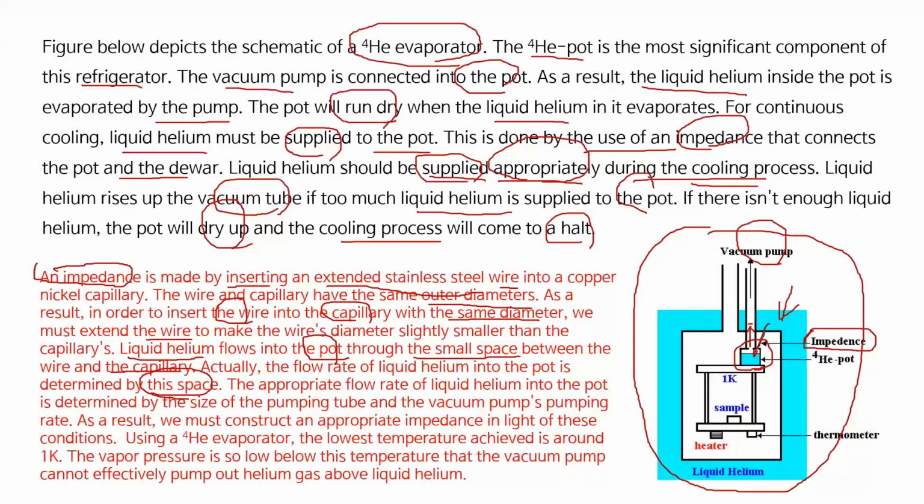The appropriate flow rate of liquid helium into the pot is determined by the size of the pumping tube and the vacuum pump's pumping rate. As a result, we must construct an appropriate impedance in light of these conditions.